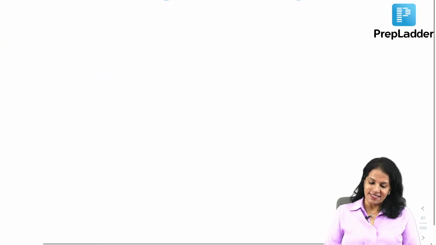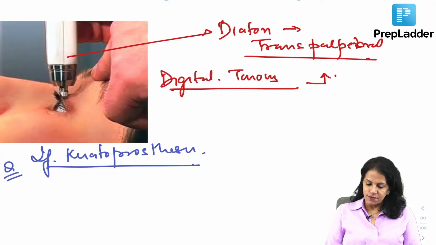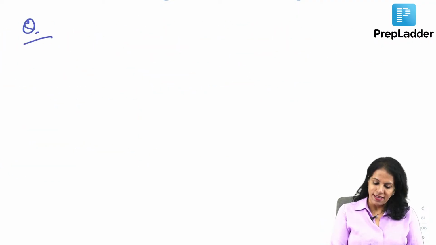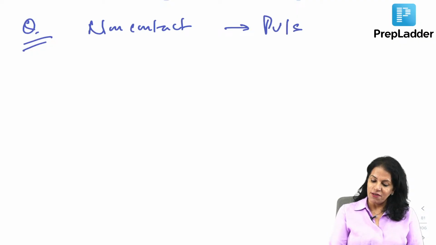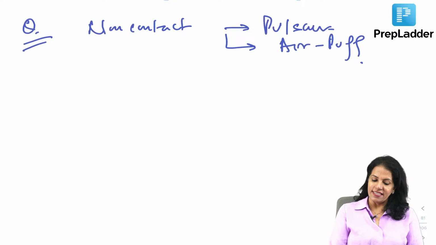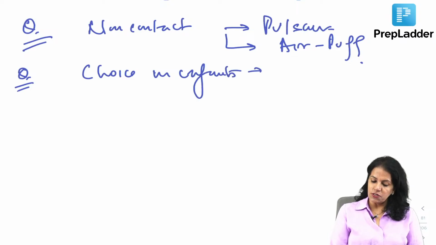Very important, isn't it? So if I have to very quickly talk about the non-contact tonometers, that is one question they ask you. You all know we are talking about pulse air and air puff, isn't it? Right. Then another question is which tonometer is the choice in children. In infants, you will answer tono pen as the first choice.